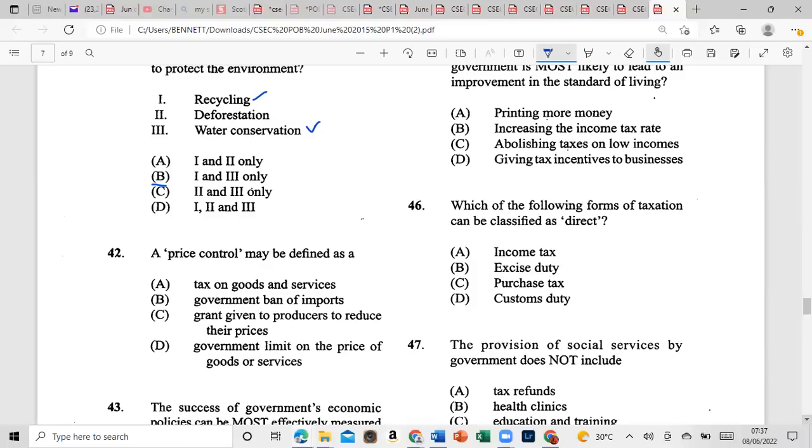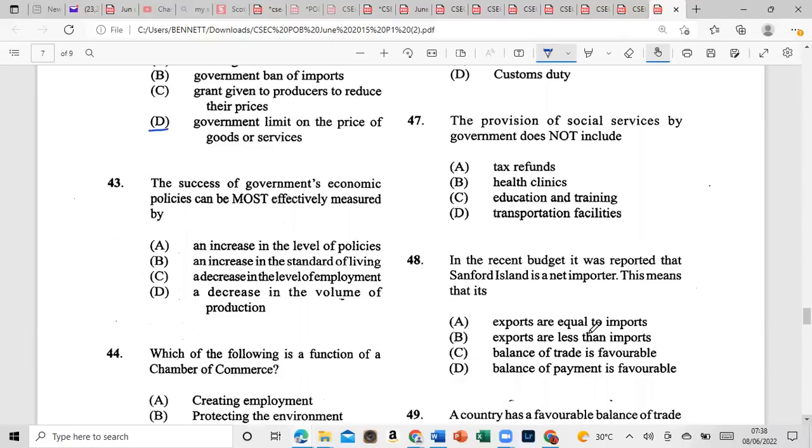42. A price control may be defined as A, tax on goods and services. B, government ban of imports. C, grant given to producers to reduce their prices. D, government limit on price of goods and services. And that's exactly what it is. Government limit on the price of goods or services. You know the government runs, right?